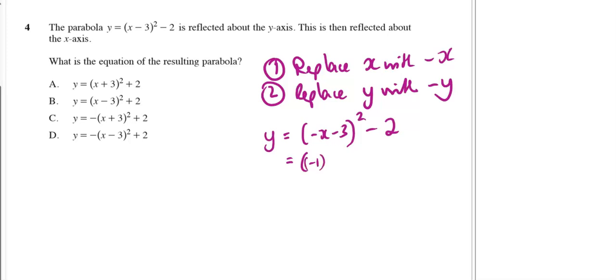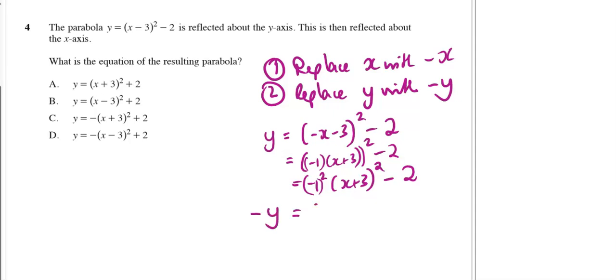I can pull out a minus 1 inside there, and then when I apply the squaring to that, it will apply to both pieces individually. Minus 1 squared is 1, so that's step 1, and then in step 2 I'm going to make that minus y equals x plus 3 squared minus 2. So y equals minus x plus 3 squared plus 2. It's a good idea to have a little glance at the structure of the answers so we can see that there's no point expanding that out because we don't need to. The answer is C.